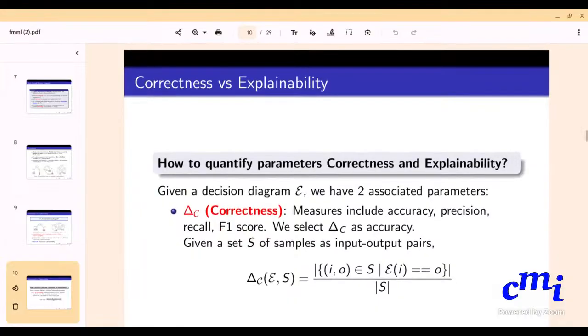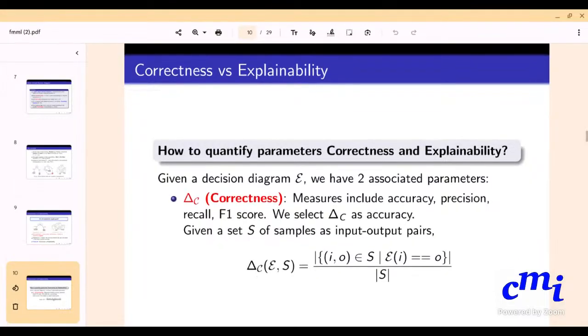So now I want to formally quantify the parameters, correctness and explainability. Given a decision diagram, we have two associated parameters. One is correctness in the traditional ML sense. Correctness basically means with what precision or what accuracy my model can predict what I intend it to predict, that is, how accurately it predicts the original DNN behavior. For the purpose of this paper, the authors have selected the measure delta C as accuracy amongst all other classification measures.